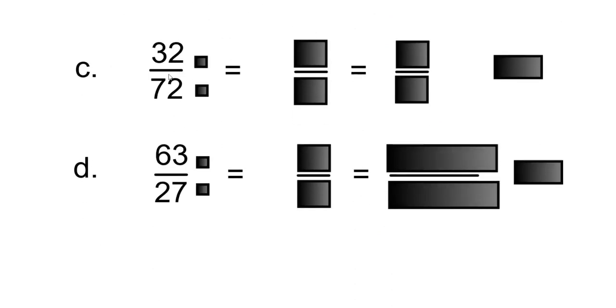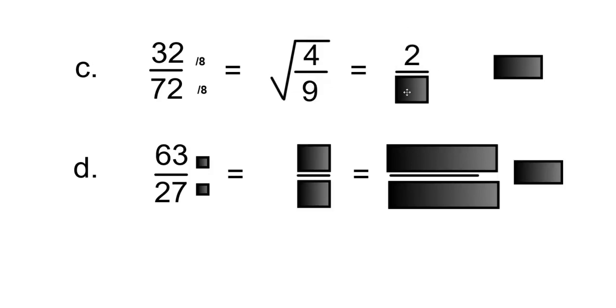For 32 over 72, 32 is not a perfect square, so we'll try reducing the fractions. Both of these fractions are divisible by 8. 32 divided by 8 is 4, and 72 divided by 8 is 9. Take the square root of 4 over 9. The square root of 4 is 2, and the square root of 9 is 3. So these are both perfect squares. So the answer is yes, 32 over 72 is a perfect square.